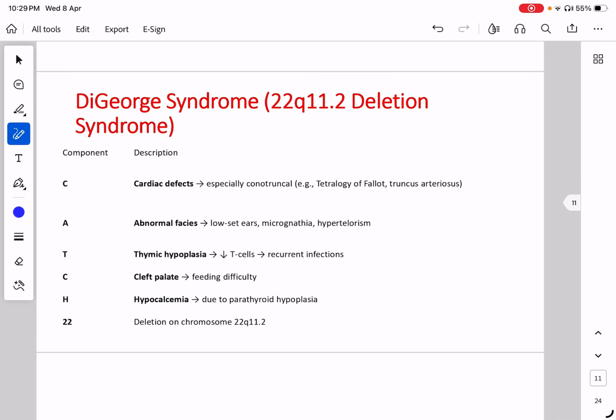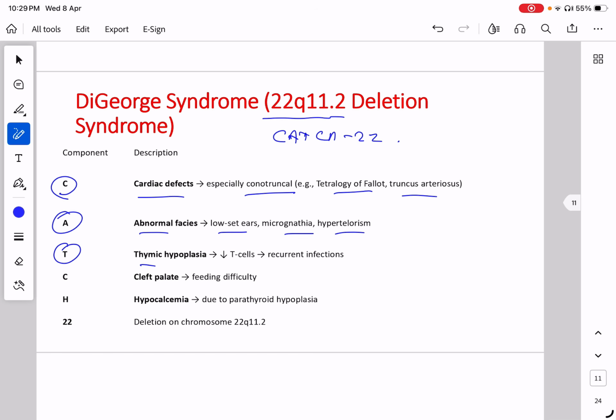Now, rapidly we will go through DiGeorge syndrome, 22q11.2 deletion syndrome. So, CATCH 22 is the important mnemonic we remember this syndrome with. C stands for cardiac defects, especially conotruncal, so tetralogy of Fallot or truncus arteriosus. A for abnormal faces: low set ears, micrognathia, hypertelorism. T for thymic hypoplasia, decreased T cells and recurrent infections. Cleft palate for feeding difficulty.